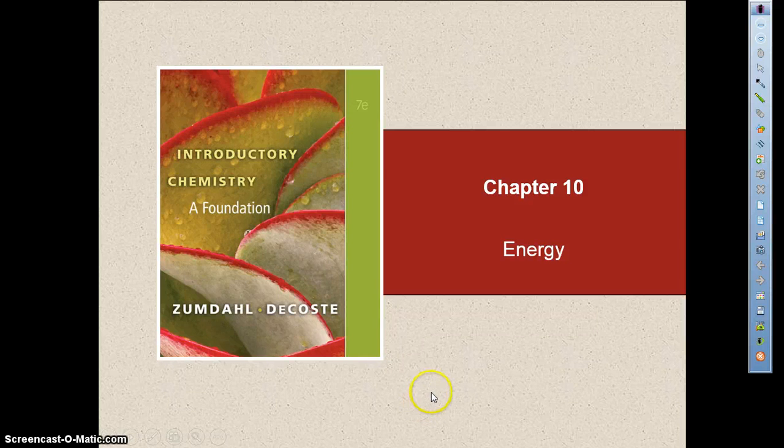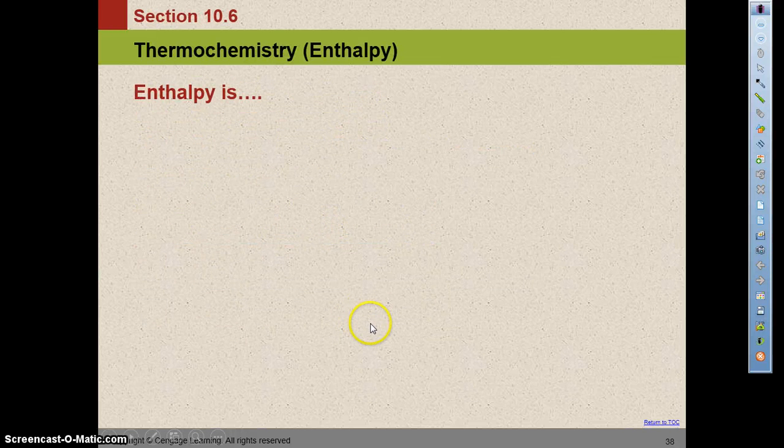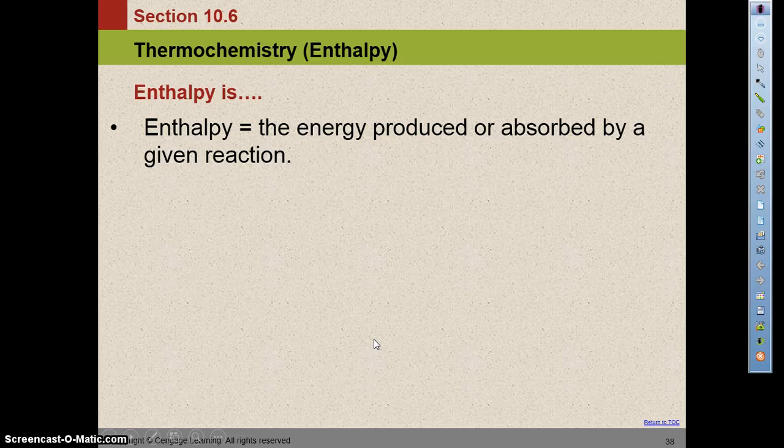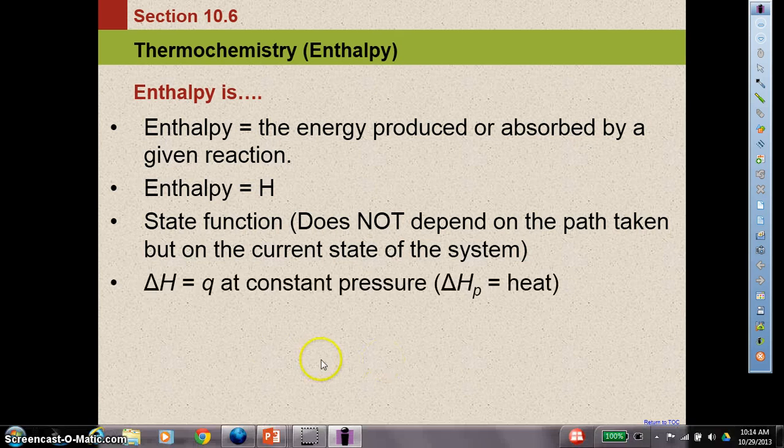Today we're going to be taking a look at section 10.6, which is on thermochemistry in Chemistry 2. Enthalpy by definition is the energy produced or absorbed by a given reaction, and we're going to let enthalpy be represented by the capital letter H. Remember that enthalpy is a state function, which means it doesn't depend on the path that's taken but the current state of the system. I know we've covered this before, but this symbol, triangle, delta, means change in.